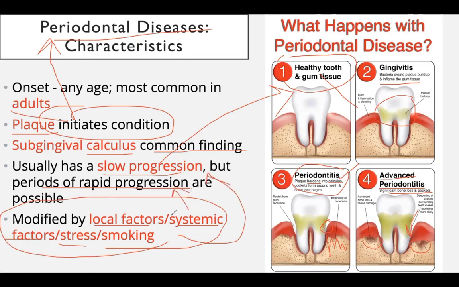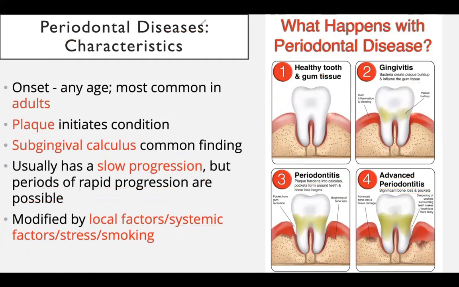If you are not taking care of systemic factors like diabetes, obesity, and increased LDL, and you're taking stress, smoking is there, and you are not removing plaque, then the disease will easily progress to periodontitis and advanced periodontitis, and you can lose your tooth. Okay, so these were the characteristics of periodontal disease: how it starts, when it starts, how it progresses, and what the factors modifying this disease are. Okay, let's move to the next slide.